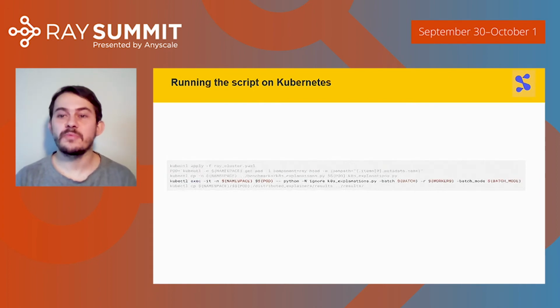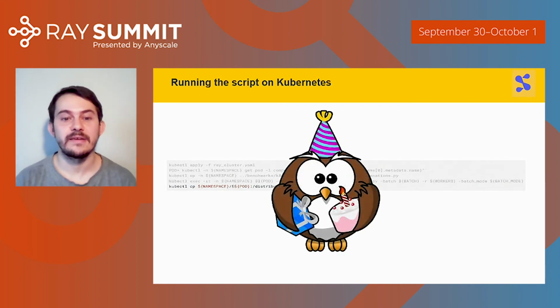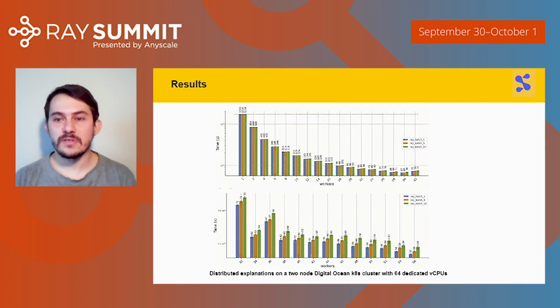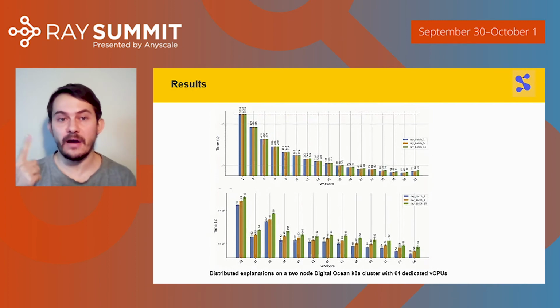And then we use kubectl exec to run a command on the head node. We know its name now, so we know where to execute that command. And finally, we copy back our results. And it is as simple as that. In terms of results, we had really good success. The best average runtime, we ran this 5 times, was just under 1 minute, which is about 30 times faster.